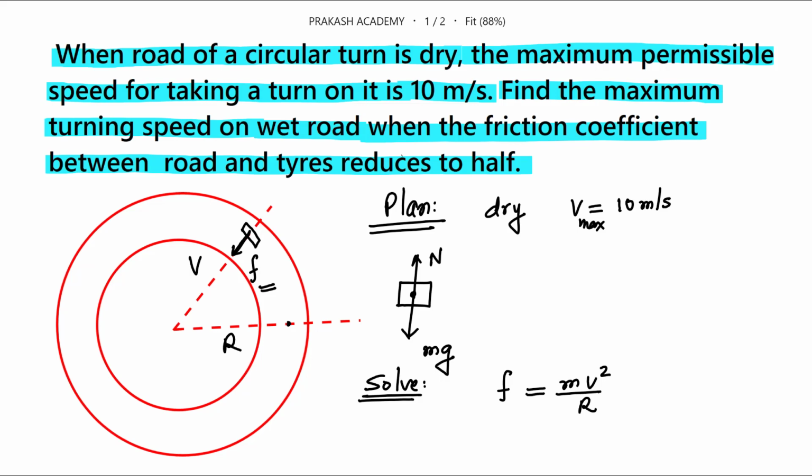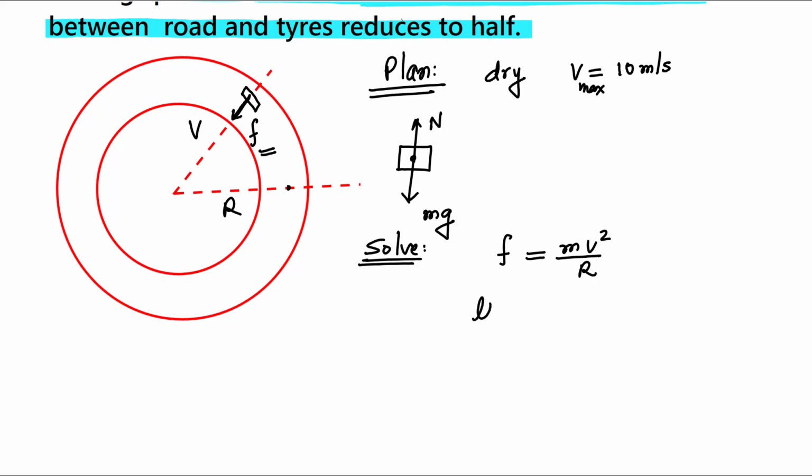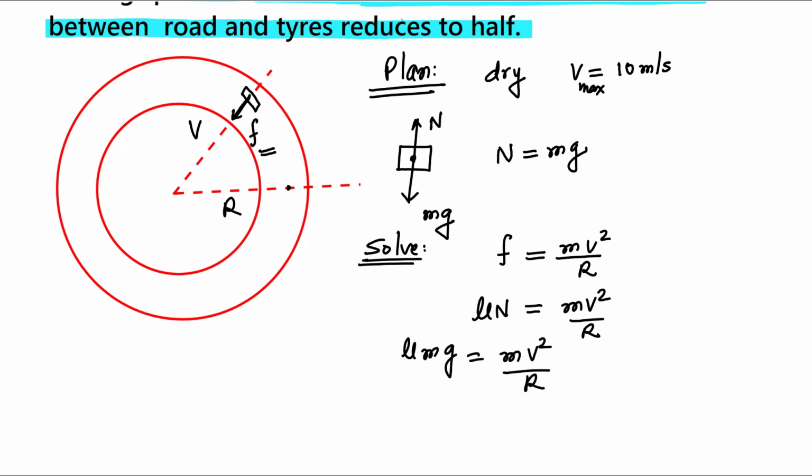And what will be the friction force? Friction force is mu times N. So we can write friction force equals mu times N, which equals mv square by r, and N is nothing but equal to mg. So from here I can write mu mg equals mv square by r. So m cancels out, and we have v square equals mu rg. So the design speed in this case is root mu rg.